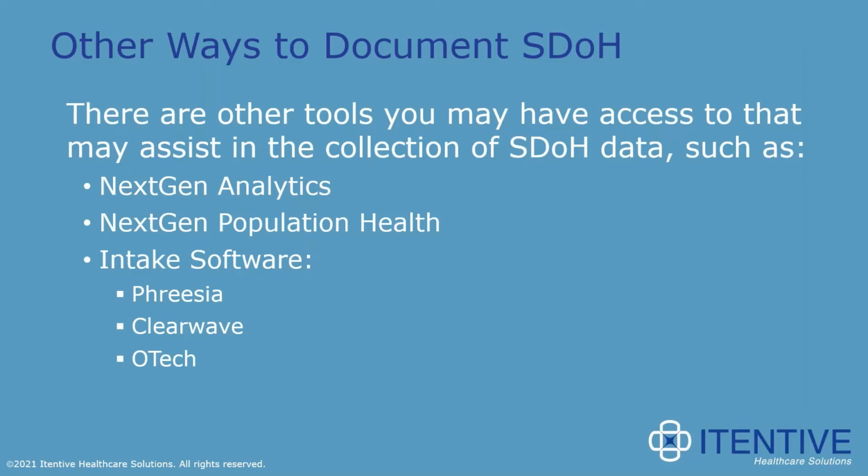There are some other tools that you may have access to that may assist in the collection of social determinants of health data, such as NextGen Analytics and NextGen Population Health, which, to note, have made the addition of the first 4 social determinants of health. You're going to find those in the condition registry tool within the Inform module, those 4 being homelessness, inadequate housing, lack of adequate food, and unemployment. There are some intake softwares as well that may have predefined screeners that you can add to your intake process or that you might already be using, including Phreesia, Clearwave, and OTEC.